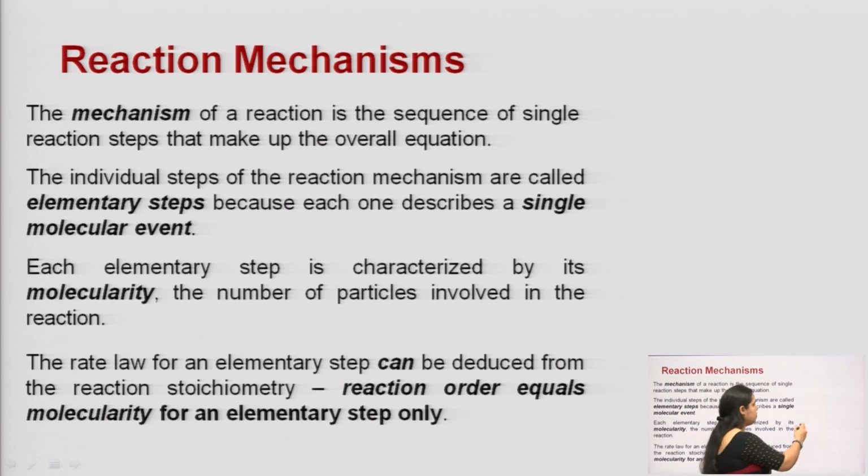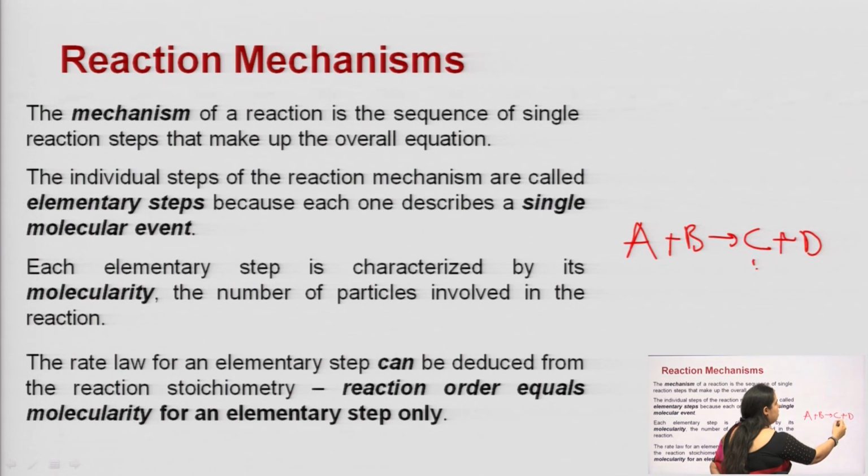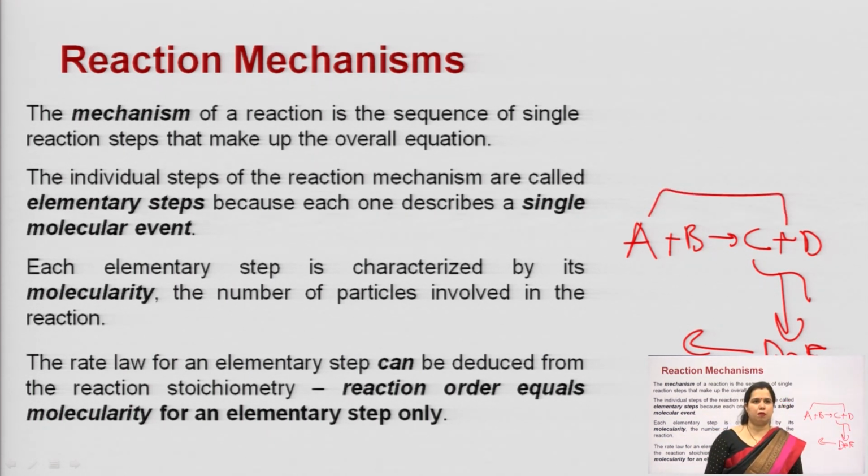In some cases we must have read that A plus B will give you C plus D, and after adding some other substrate will give D plus E or E plus F. So, there are multi-step equations. Each individual step is called an elementary step. Because each one describes a single molecular event, each elementary step is characterized by its molecularity, the number of reactant particles involved in the reaction. The rate law for an elementary step can be deduced from the reaction stoichiometry, with reaction order equal to the molecularity of the elementary step only.